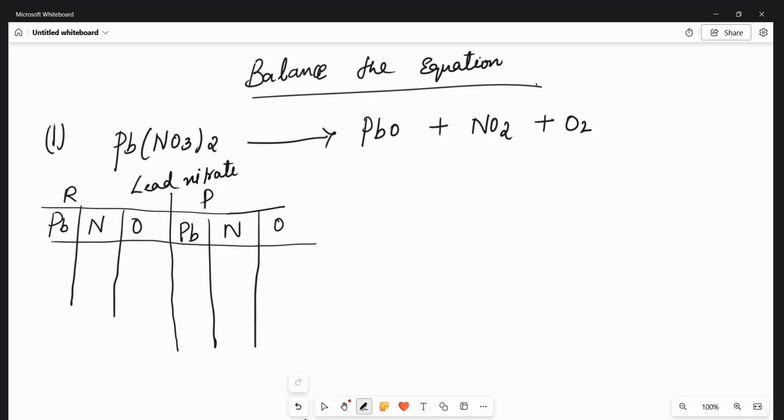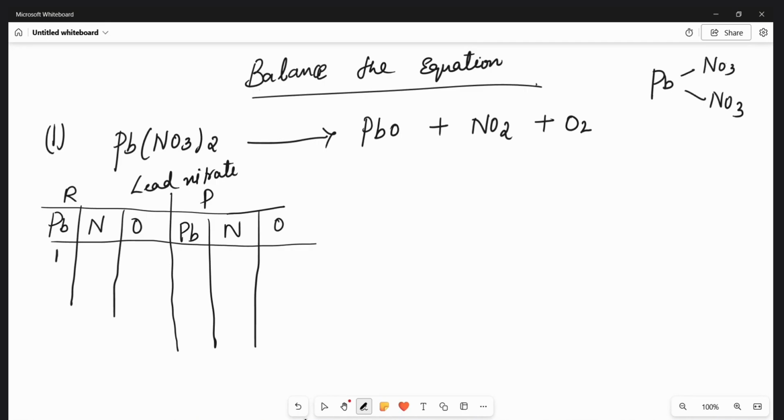So one lead is there, correct? Nitrate group, see, it is like that. One lead is there, and you have two nitrate groups. That's why they have written two here. Listen, everyone. Lead is with two nitrate groups like this.